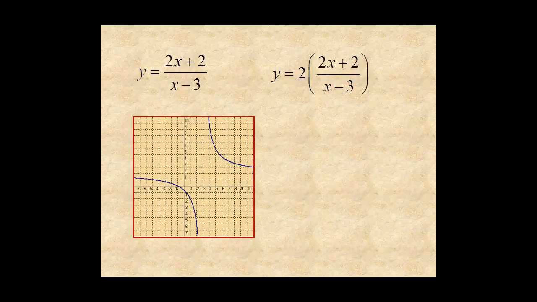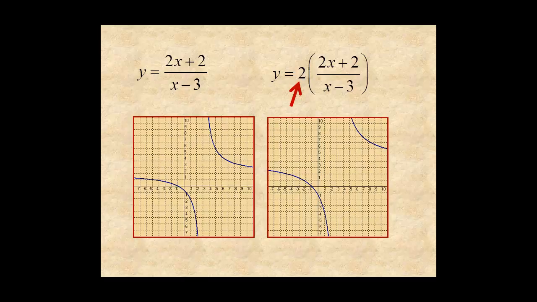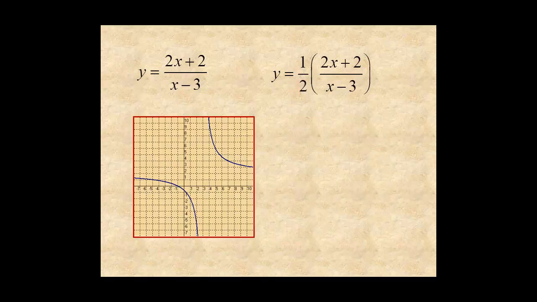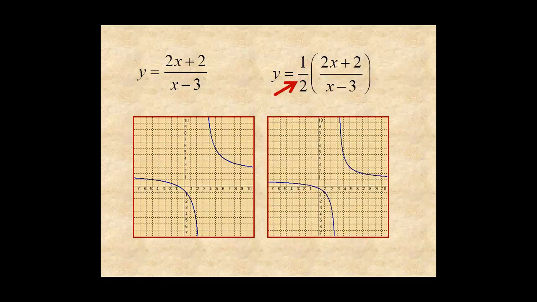Here are some variations of the function. Multiplying the entire function by 2 stretches the graph vertically. Notice how this branch of the graph has moved upwards. Multiplying the entire function by 1/2 shrinks the graph vertically. Notice this branch of the graph has moved downwards.